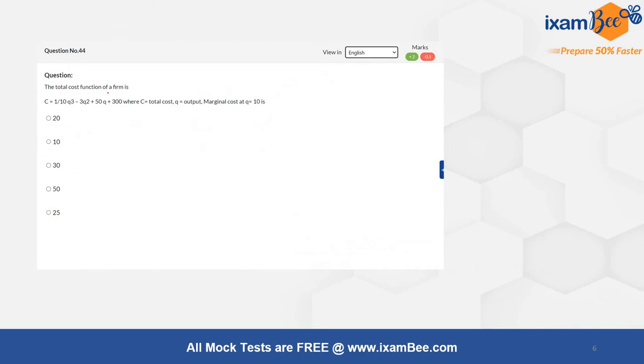Next question is, the total cost function of a firm is given to you here, and C is the total cost, Q is the output, and marginal cost is what you need to find out at output level of 10. So from this total cost, how do I get the marginal cost? I will have to differentiate the total cost function with respect to Q to get the marginal cost. So differentiating this whole function, I get 1/10 (3Q² - 3 × 2Q + 50). This is my marginal cost.